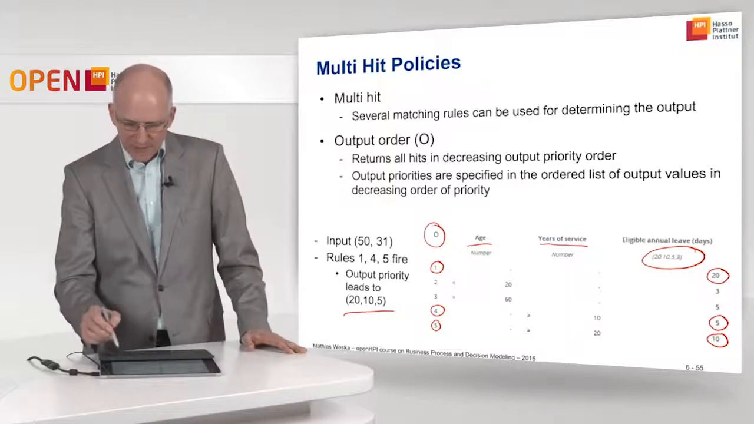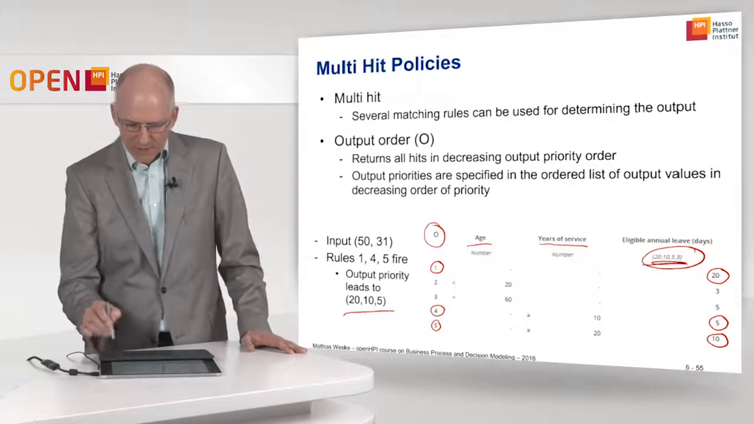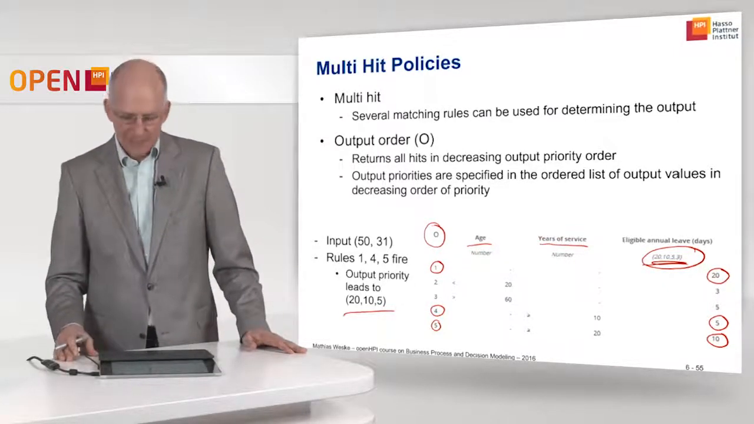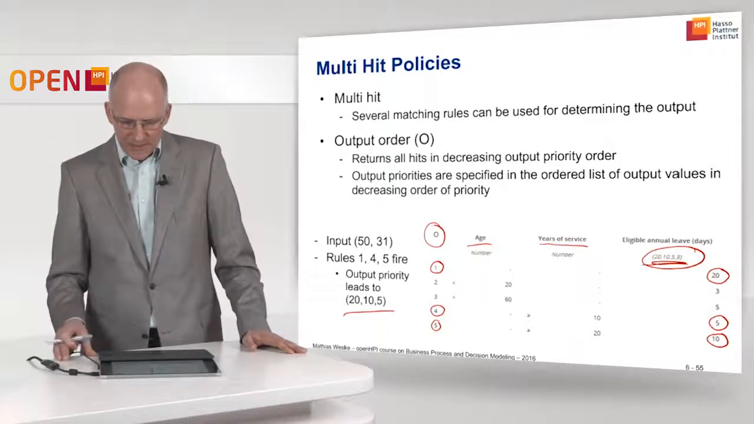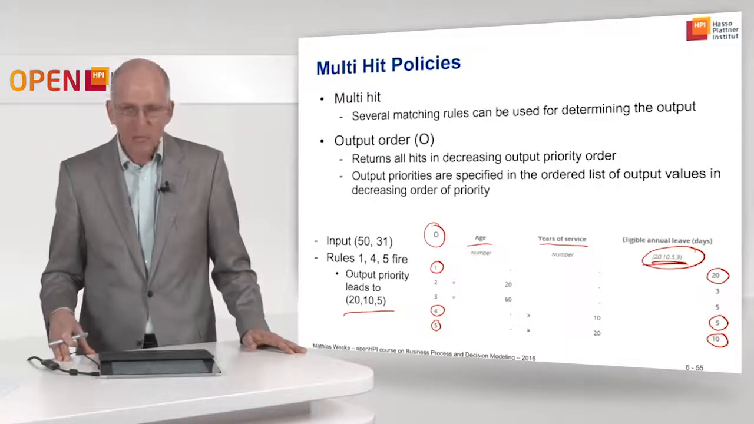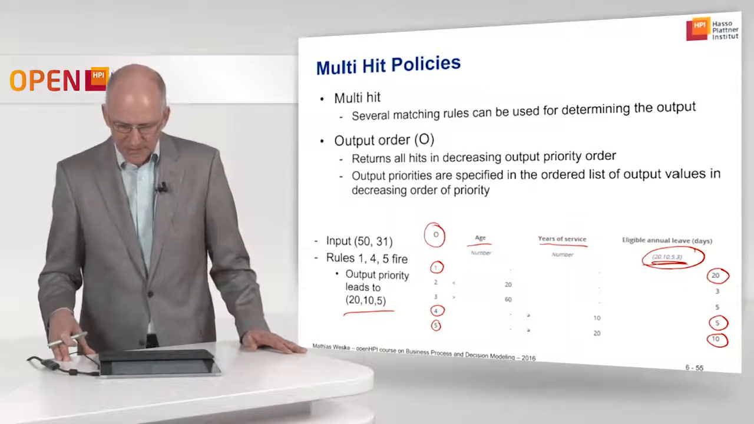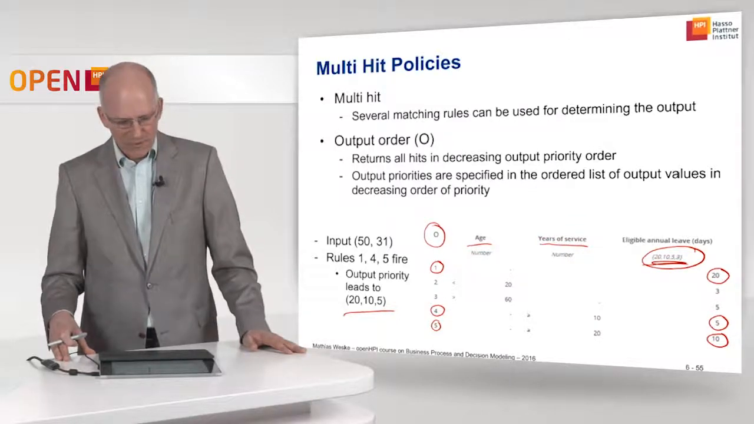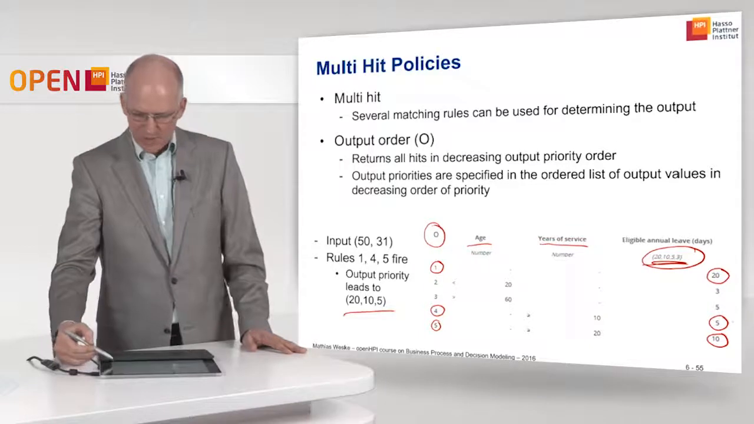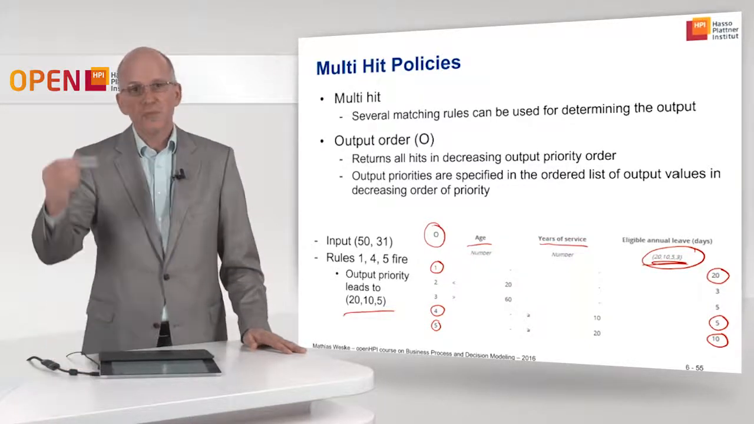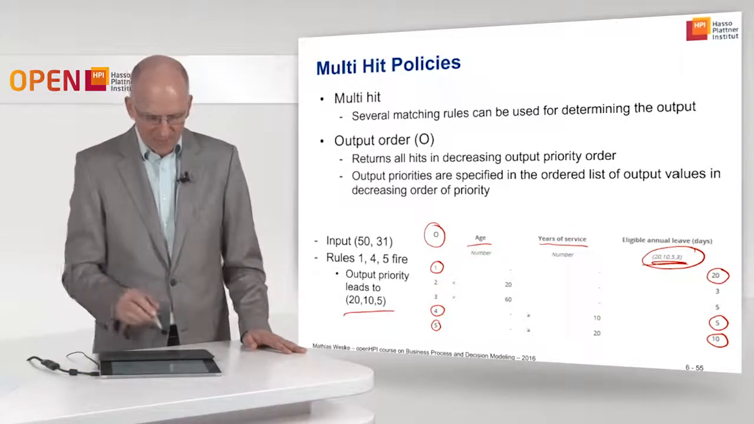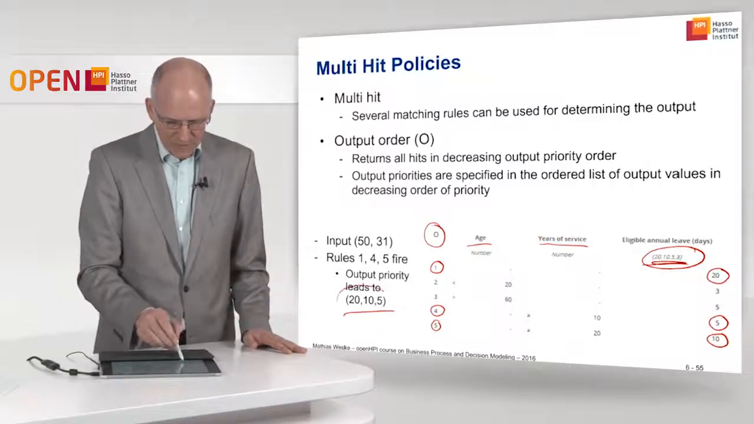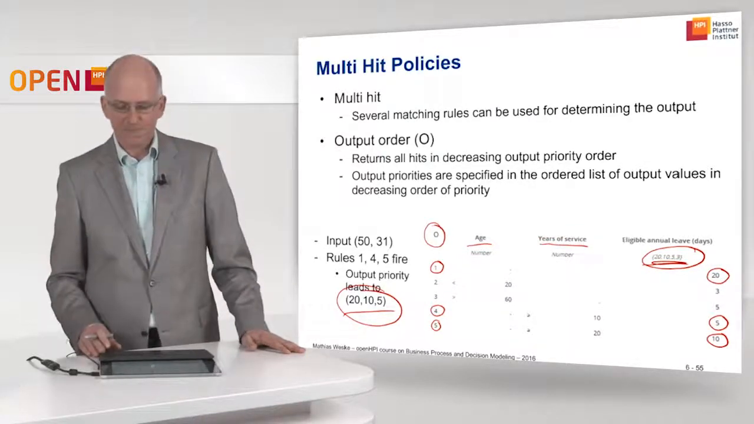Well, we need to look at the ordering of the outputs in the head of the output column. And here it says the highest priority is 20, the second highest is 10, then the 5 comes, and then the 3 comes. So the output is not 25, 10, as we could imagine if we go from top to bottom, but the output is 20, 10, 5 in that order.